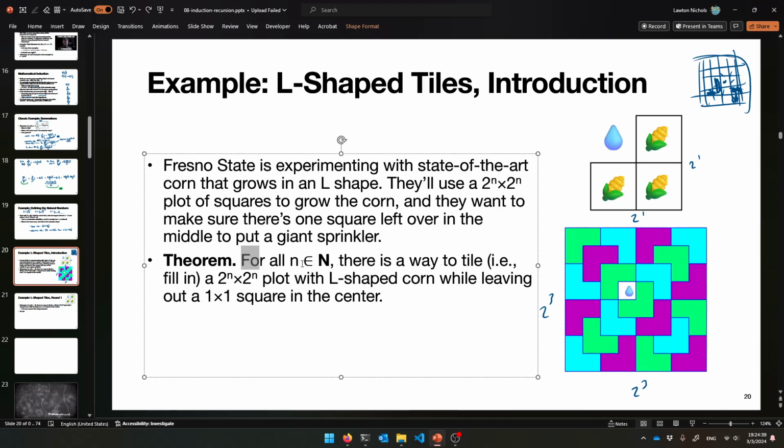We want to prove that this is always true. Even if they want to scale up for any n, there is a way to tile, that is, fill in, a 2^n by 2^n plot with L-shaped corn while leaving out a 1 by 1 square somewhere in the center. It'll never be perfectly in the center, but like one of these. That's what we would like to prove. It's cool because mathematical induction will give us this proof, even though it's pictures. Let me show that to you.